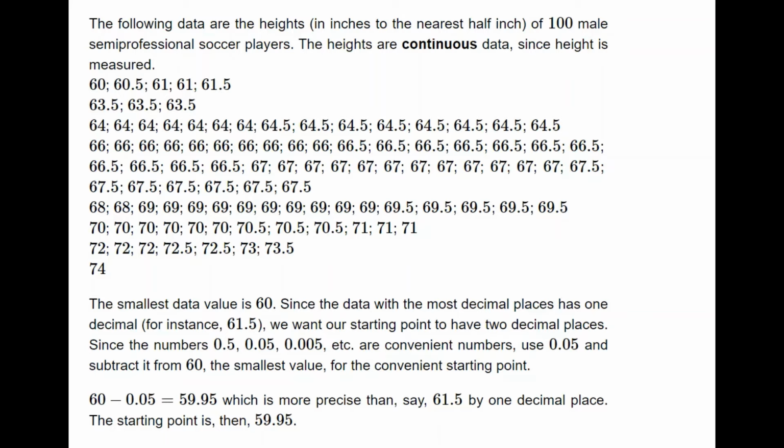So for example, if you have a data set of the heights in inches of 100 male semi-professional soccer players, and their heights are continuous, of course, because the maximum difference between the heights is 0.5 inches, then we need a more rigorous method to analyze this data set than just a line or a bar graph. We need to do some more work. Okay, and a histogram would serve the purpose.